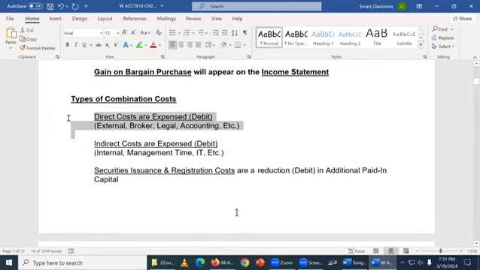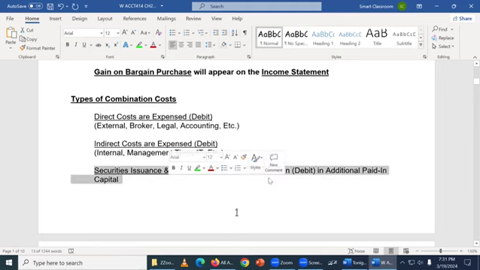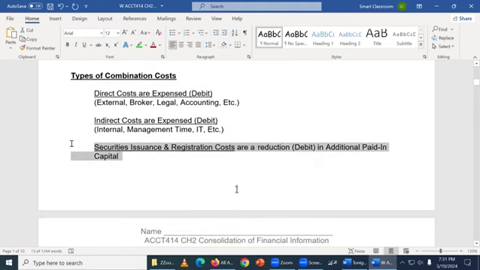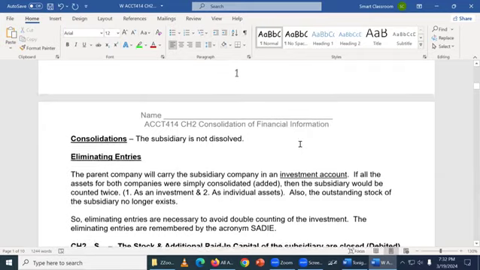Direct costs, we're not going to do too much with this stuff. Direct costs are expensed, and indirect costs are expensed, and the securities issuance registration costs actually reduce the amount of paid in capital. So it's basically, if you sold the stock and they took off some of the fees, whatever they gave you for the stock minus the fees that they withheld would be a reduction of additional paid in capital. Okay.